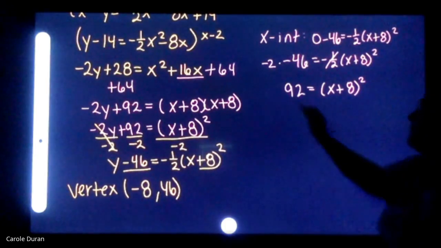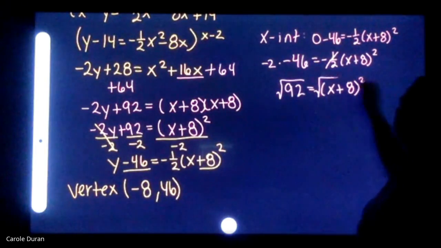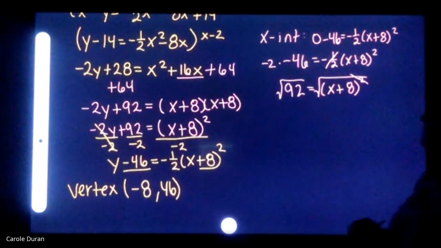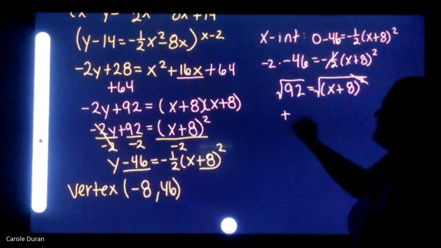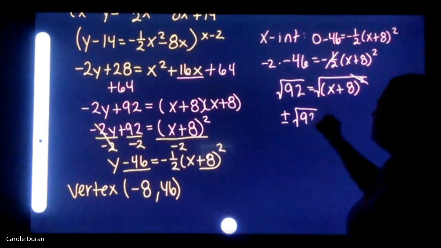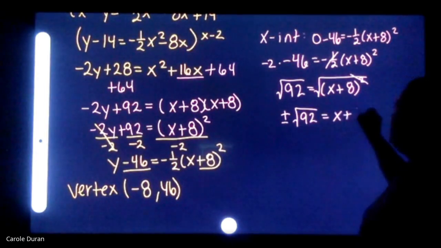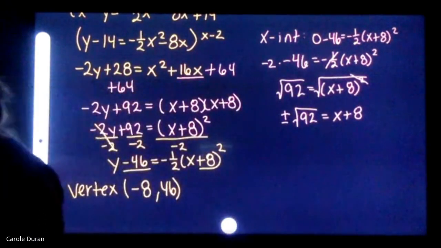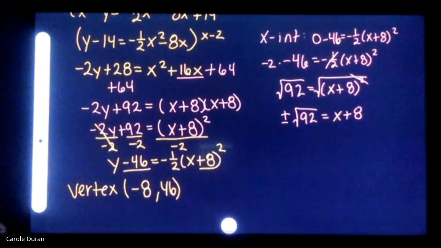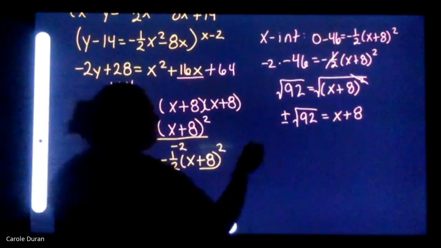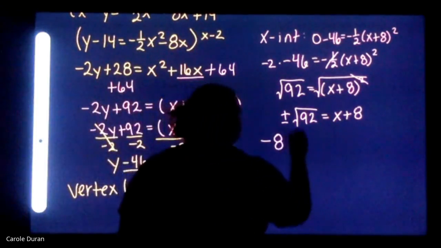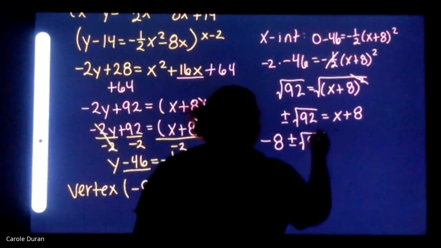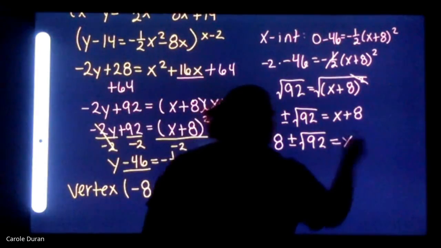I need to square root both sides to get rid of the square on the right. So I have plus or minus the square root of 92 equals x plus 8. I need to subtract the 8 over, so the x is by itself. When I do that, I have -8 plus or minus the square root of 92 equals x.